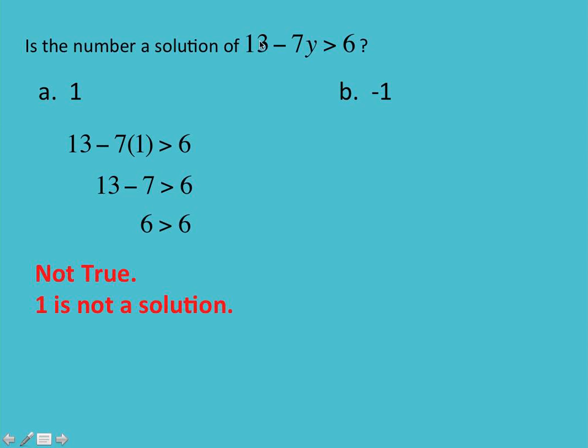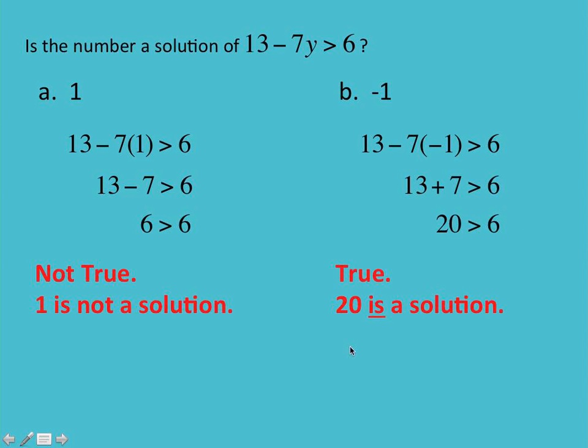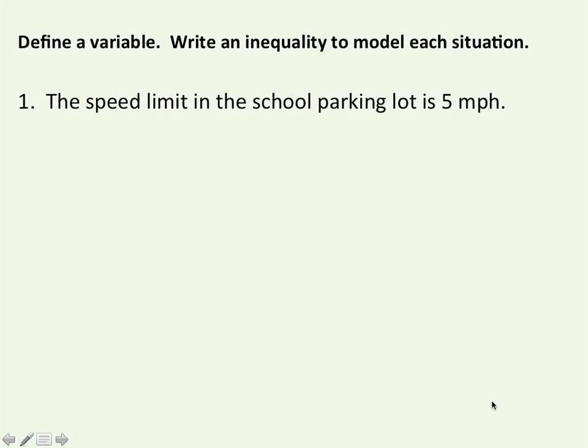Take -1. Plug it in. -7 times -1 is positive 7. 13 plus 7. Is that greater than 6? Sure is. 13 plus 7 is 20. 20 is greater than 6. So that means it worked. So this is incorrect. -1 is a solution. That's what they were asking me to test. -1 is a solution. So make sure that you mark that -1 is a solution.